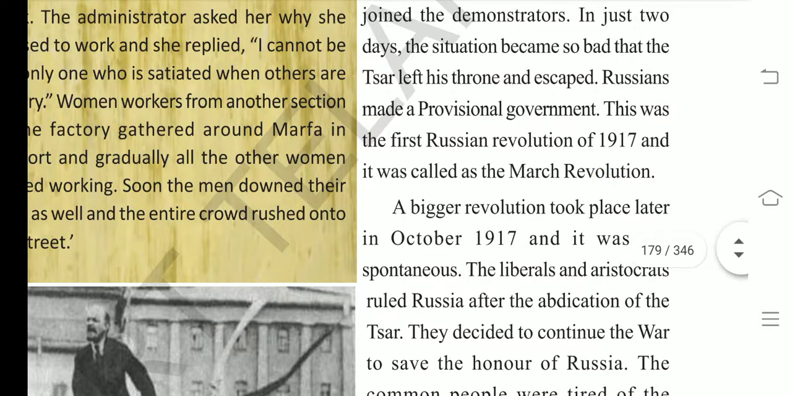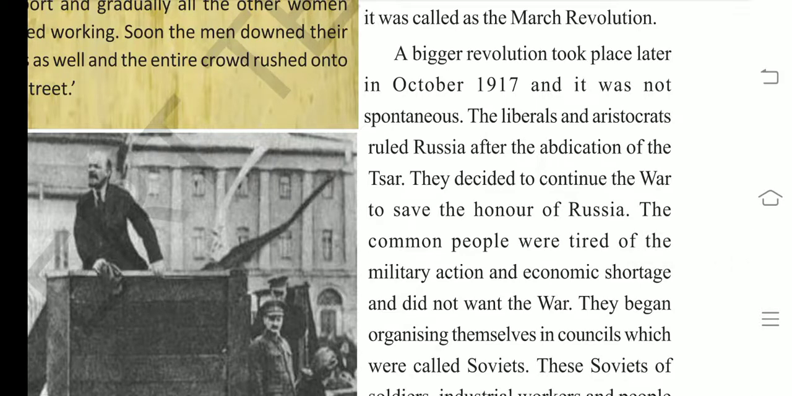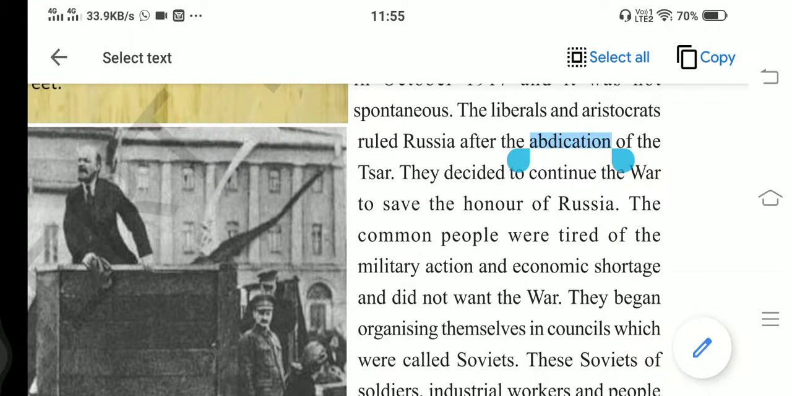So within 2 days after the 8th March, on 10th March, the situation turned very bad, and there was no control with the Tsar. So the Tsar left his throne and escaped from Russia. When the Tsar left his throne and escaped, then there was a provisional government, a temporary government. Dear students, it is abdication. Abdication means when a king or emperor leaves his throne and runs away. That is called abdication.